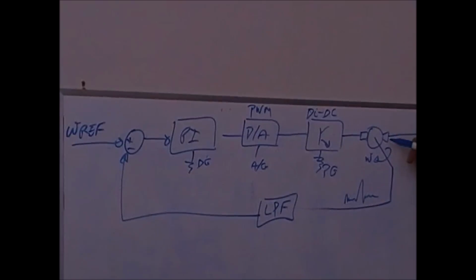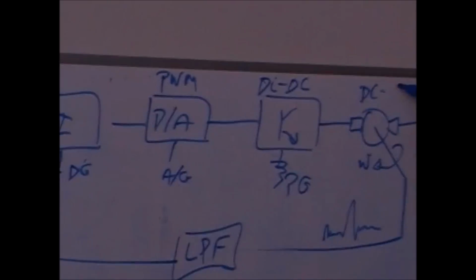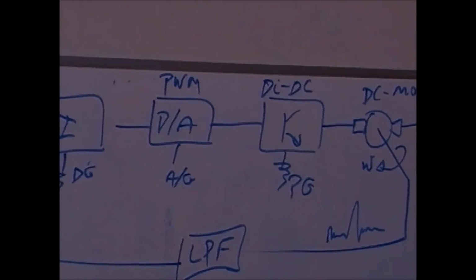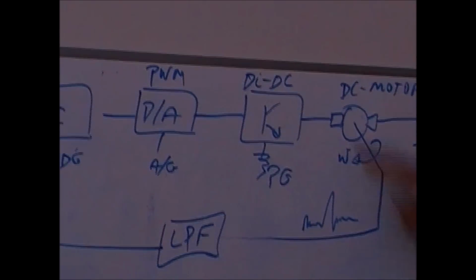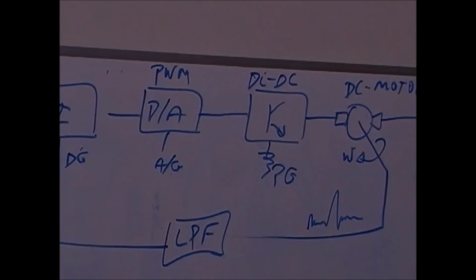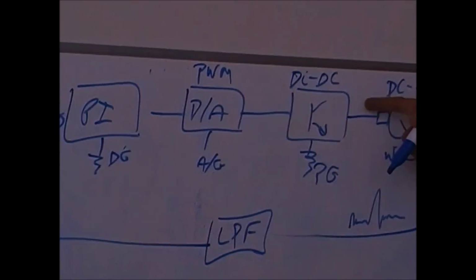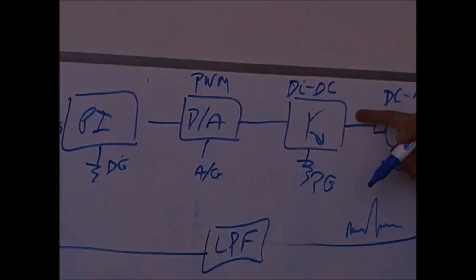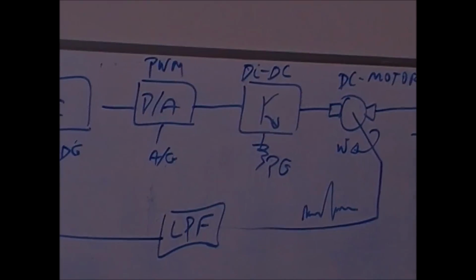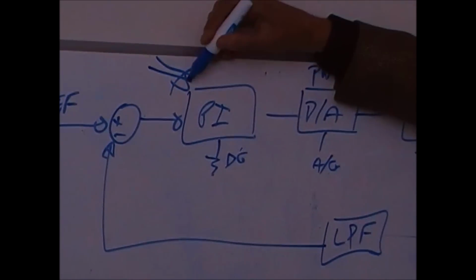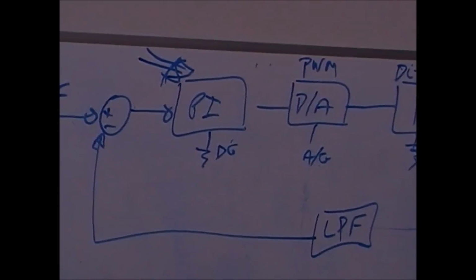Why a DC-DC converter? Because this guy here is a DC motor. If this was an induction motor, I would need a different kind of controller here. So this is a DC motor, and I can use a DC-DC converter. I adjust the voltage at the output to adjust the speed. So this is the control system. But in a control system class, the problem is how I design the PI controller.